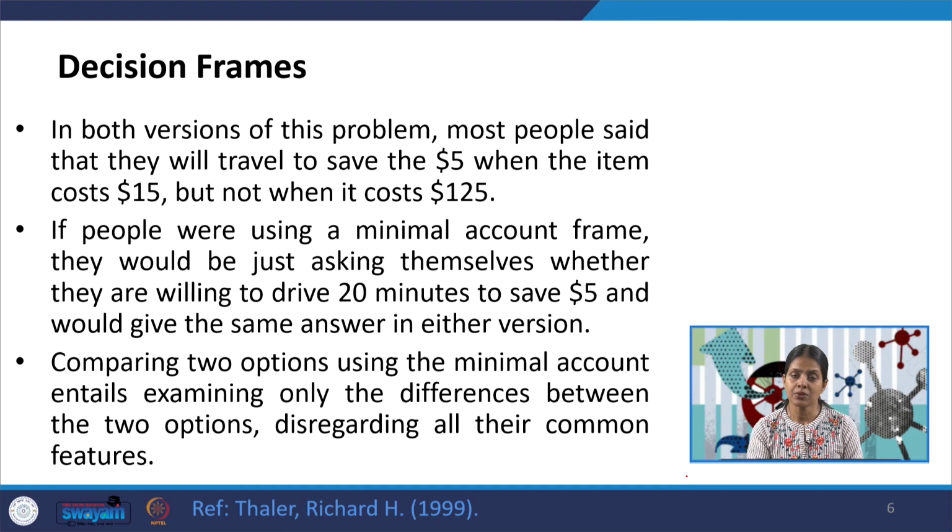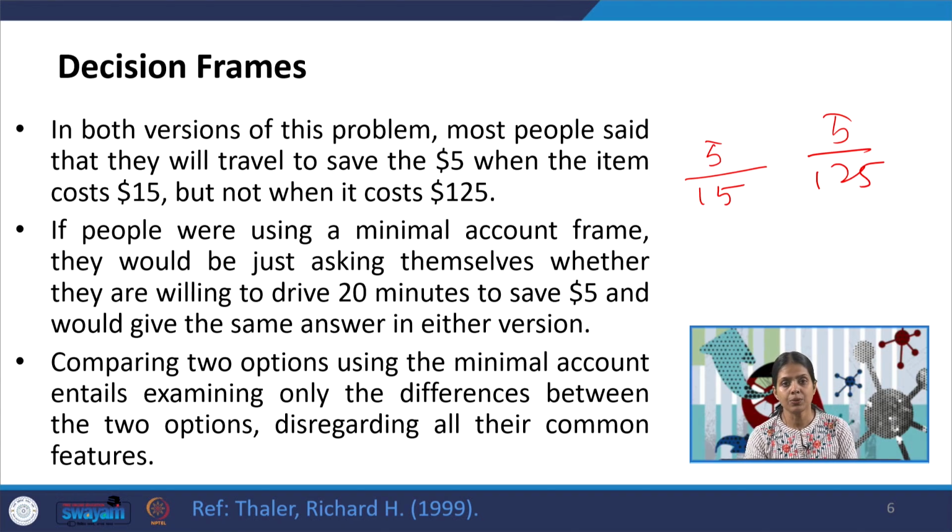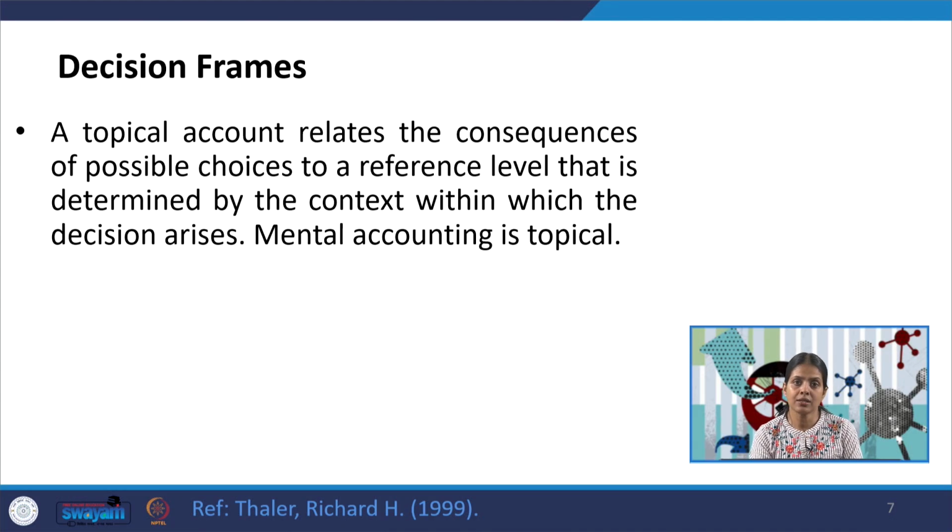Comparing the two options using the minimal account entails examining only the differences between the two options, disregarding all their common features. So, it is not a ratio or proportion, like I am saving $5 to $15 or I am saving $5 to $125. These are actually not taken into consideration. A $5, 20 minutes drive, that is all that would concern us. A topical account relates the consequences of possible choices to a reference level that is determined by the context within which the decision arises.